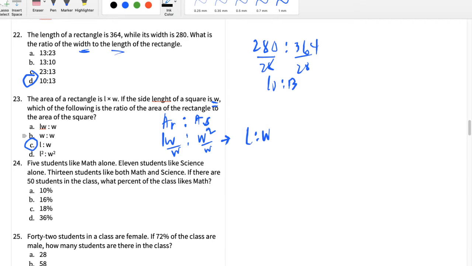Okay, number 24. 5 students like math alone. 11 students like science alone. 13 students like both math and science. If there are 50 students in class, what percent of the class likes math? Okay, so ilan yung may gusto sa math? We have 5 students na math lang talaga ang gusto, and then we have 13 students na gusto ang math and science. Okay, so i-add yun guys, kasi ang tinatanong dito is ilan sa class yung may gusto sa math. So it doesn't matter if may gusto siyang ibang subject.